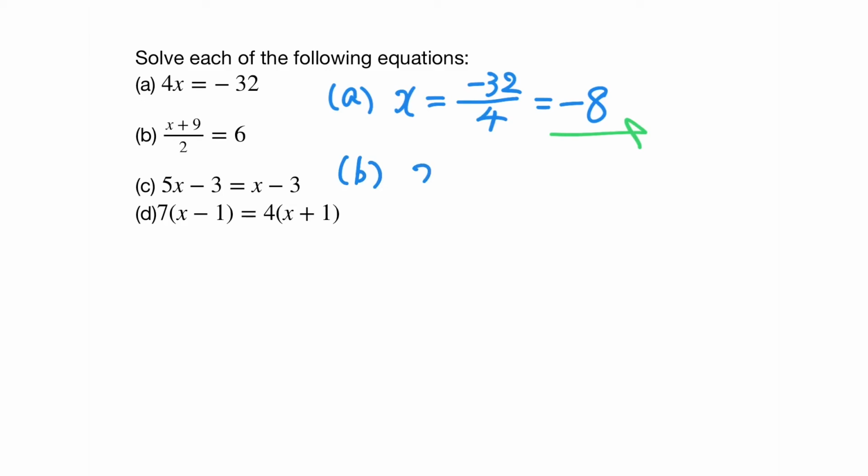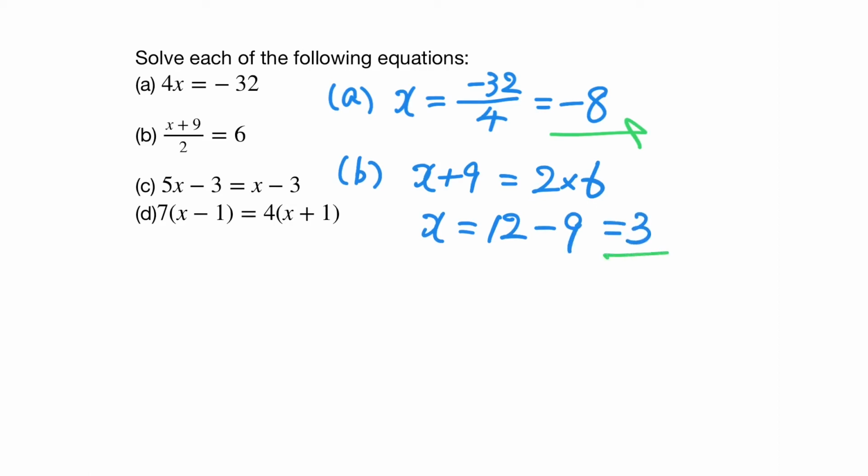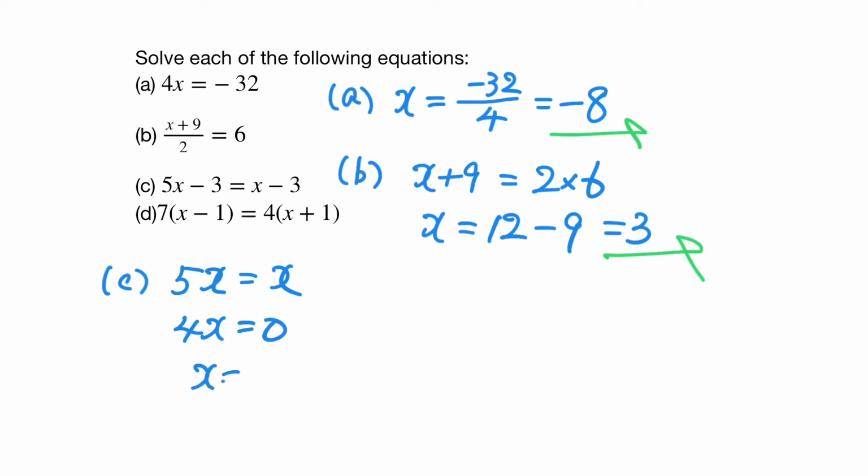The B. Multiply both sides by 2 and then subtract 9 from both sides. X is 3. C, just add 3 to both sides. X is 0. Easy.